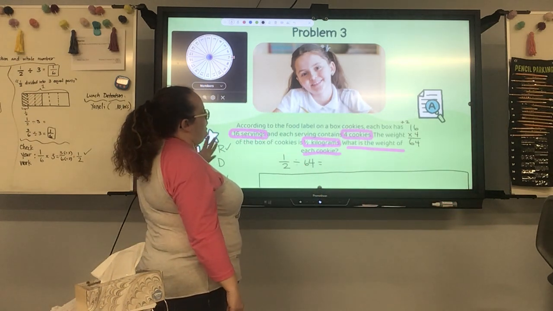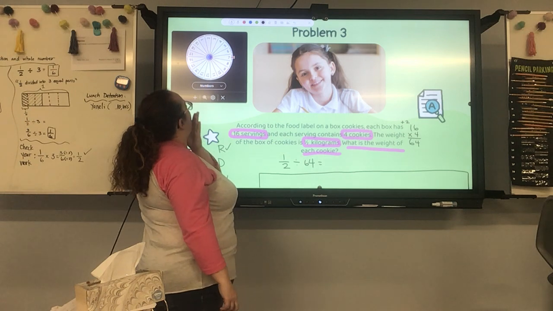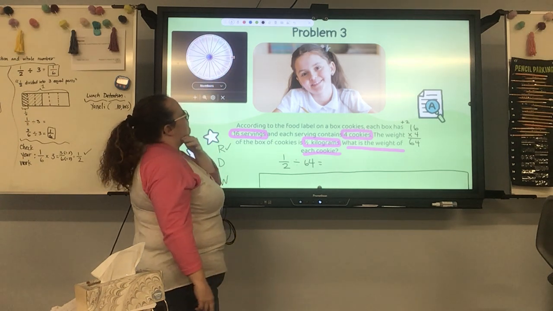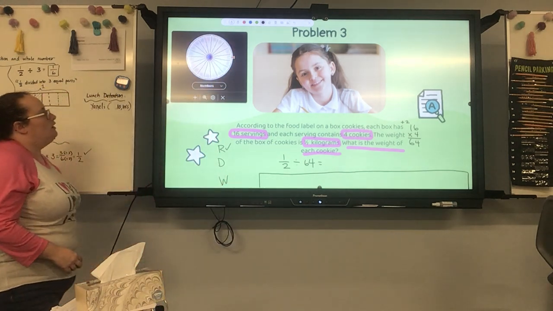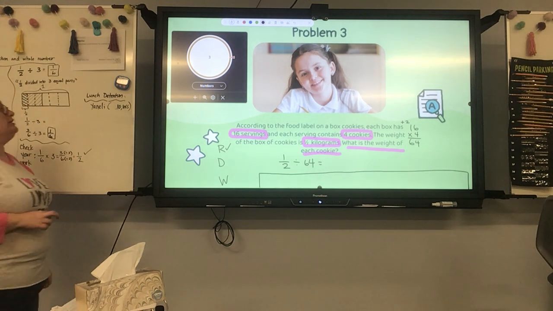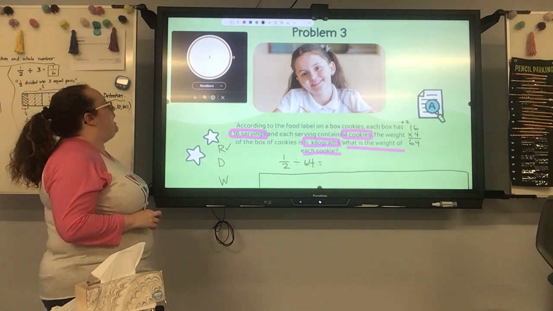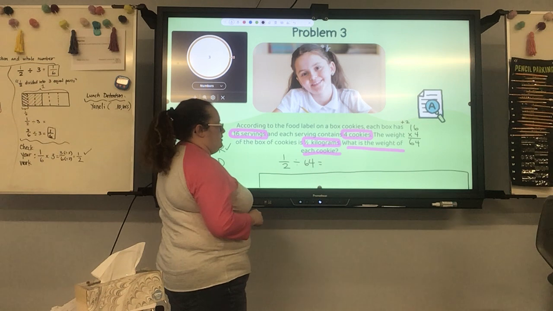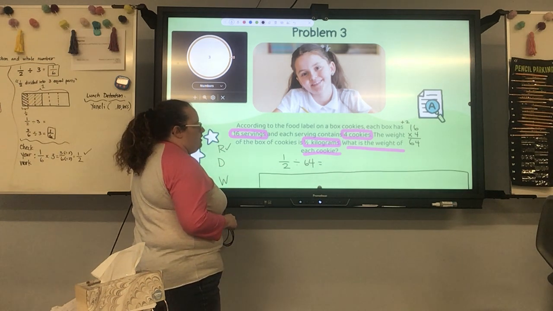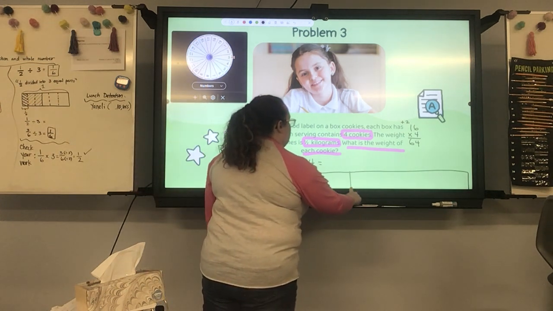Okay? So, let's see. Who's going to help me with this one? Number 3 is going to help me with this one. So I have, how much did I start with? I have a half. My total is a half.